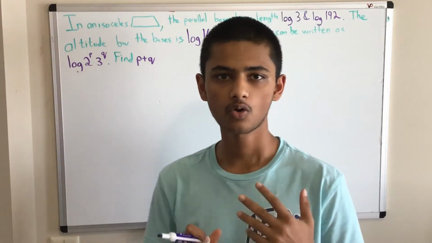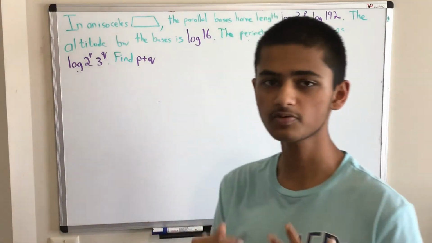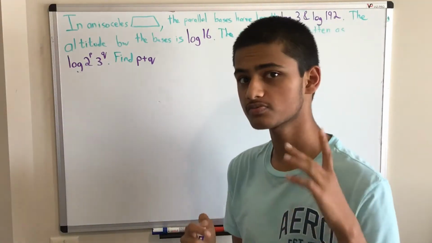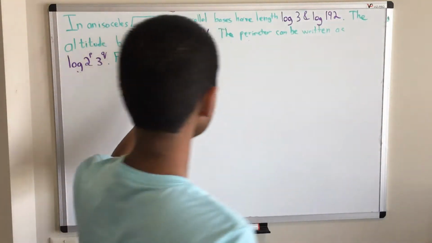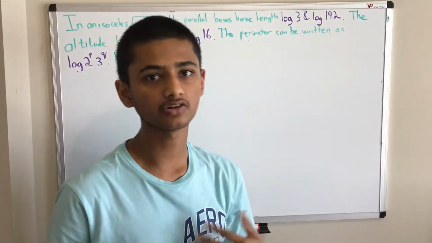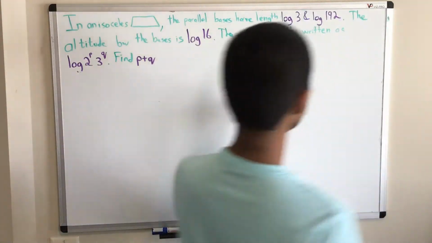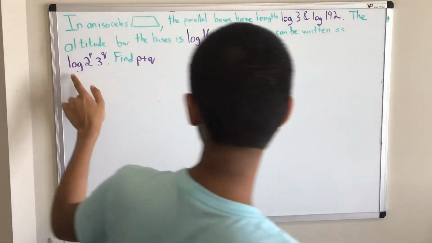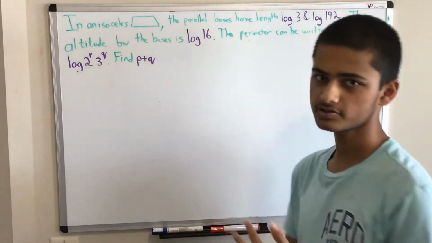In this video, we're going to solve problem number 4 from the 2015 AIME 2. This problem is basically a geometry problem with logarithms in it. It says that in an isosceles trapezoid, the parallel bases have length log 3 and log 192. The altitude between the bases is log 16, and the perimeter can be written as log of 2^p times 3^q, and we're asked to find p plus q.